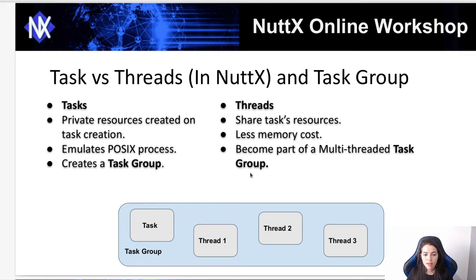This task group is very useful when, for example, we are using flat mode or protected mode, because processes in NuttX are not available on both flat and protected mode. Here is a simple drawing that can expose the idea of a task group. We have a task, and then we have the children threads here, which become part of this task group and share the resources of the task.